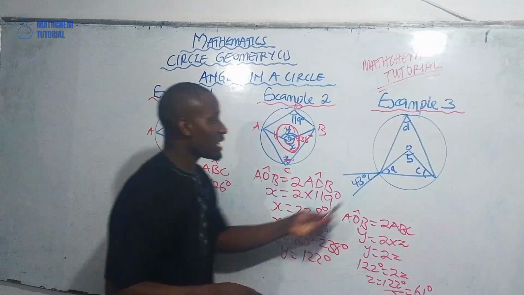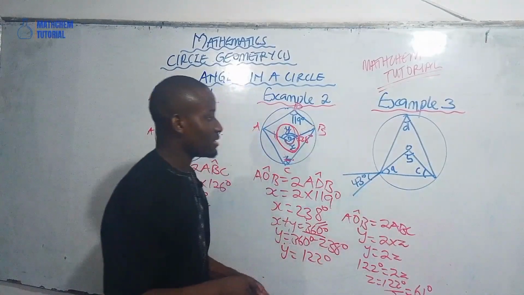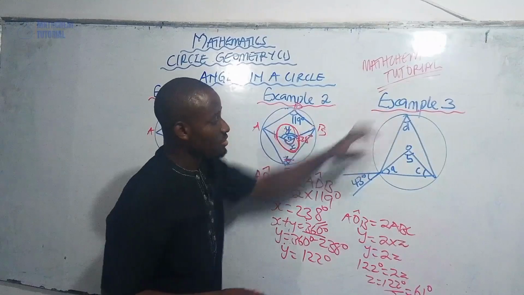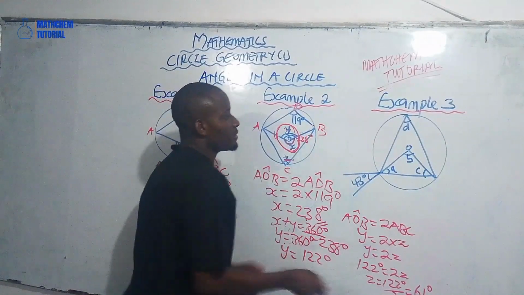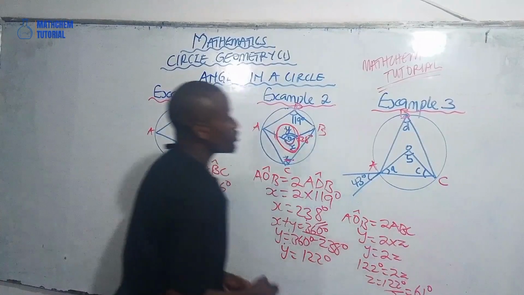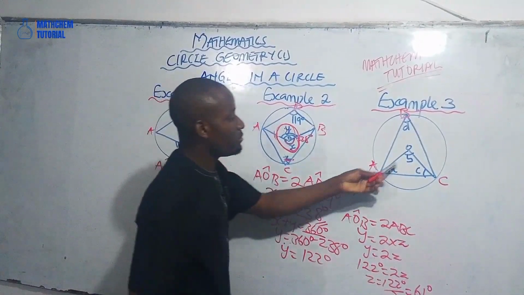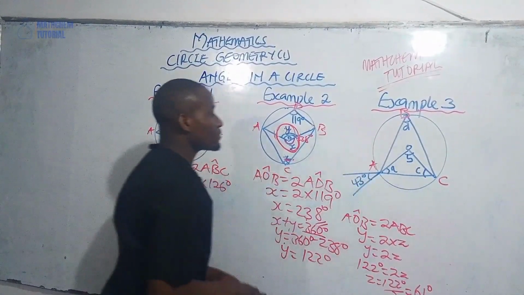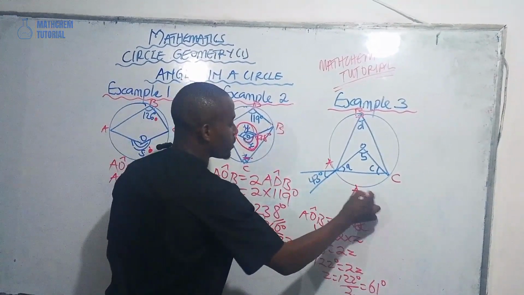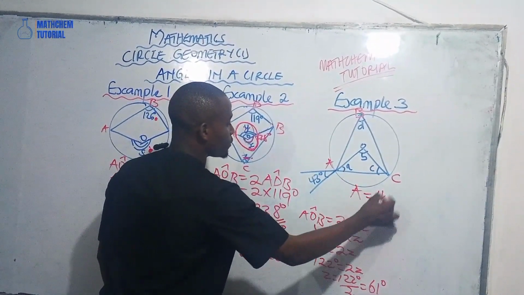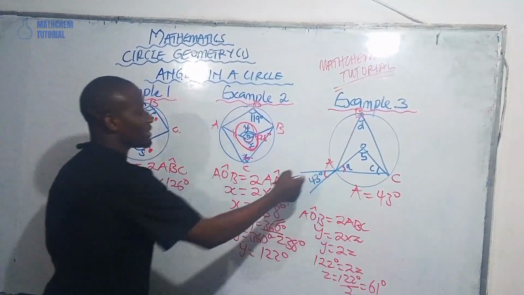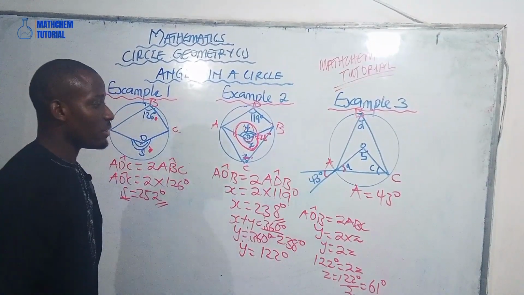Now let's move to this last example, example 3. Looking at this triangle inserted into a circle, let's give it names. Let me put A here, B here, and C here. We are asked to look for angles A, B, C and D. Now let's start from angle A. Angle A will be equal to 43 degrees. Why? Because it is vertically opposite to this particular 43 degrees that we have here.